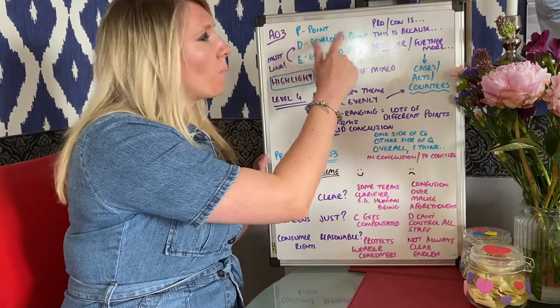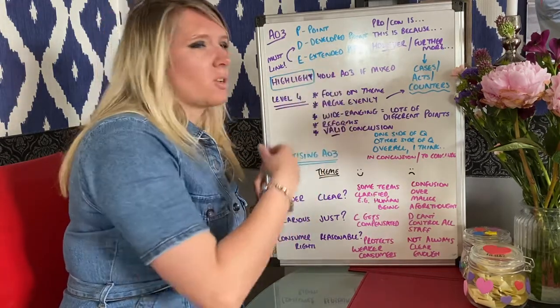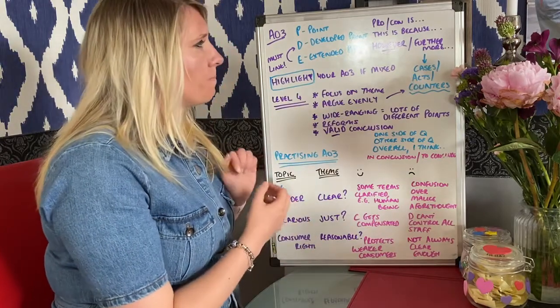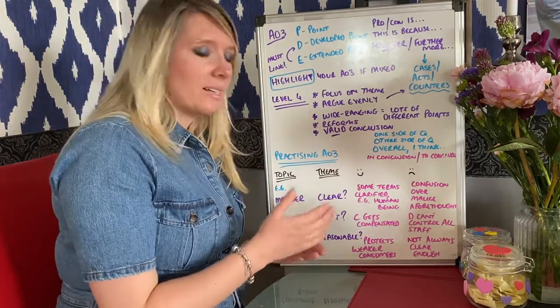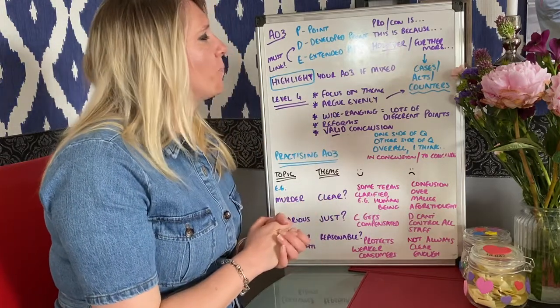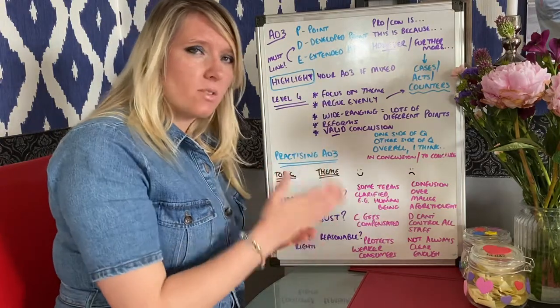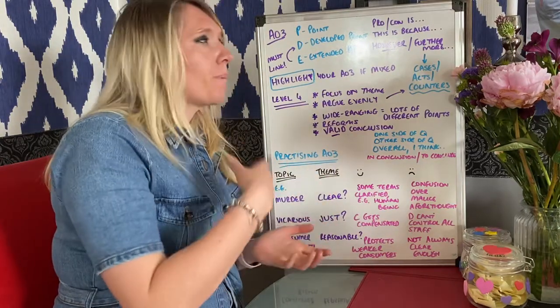P means you've made a point. D means you've got a developed point. E means you have extended your point. How do we do that? Stick to this 3 simple sentence structure and you should do well. So first off, state a point. Based on the theme of the question, make a statement.